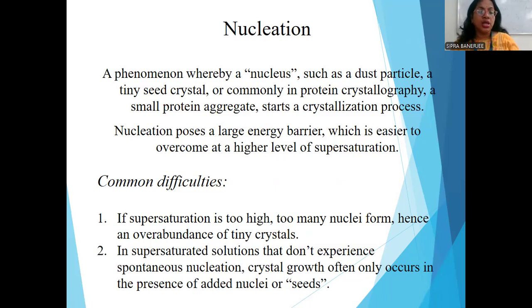Now, common difficulties. There are some difficulties in nucleation: if supersaturation is too high, too many nuclei form, resulting in an overabundance of tiny crystals. Suppose the concentration is too high, then multiple nuclei will form. As a result, different tiny crystals will overlap with each other. Suppose you are making some nanoparticles or spheres. If all the spheres are agglomerated in one space, then you cannot separate them. So you need a supersaturation concentration from which a good crystal can be achieved.